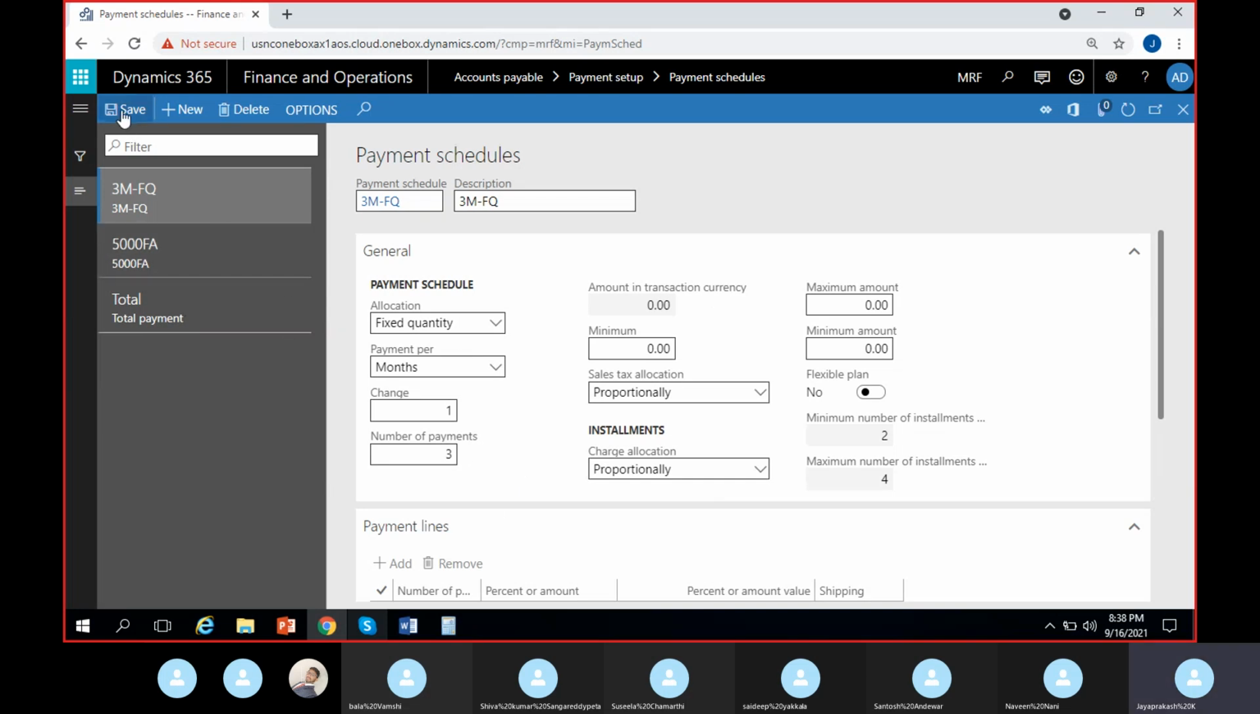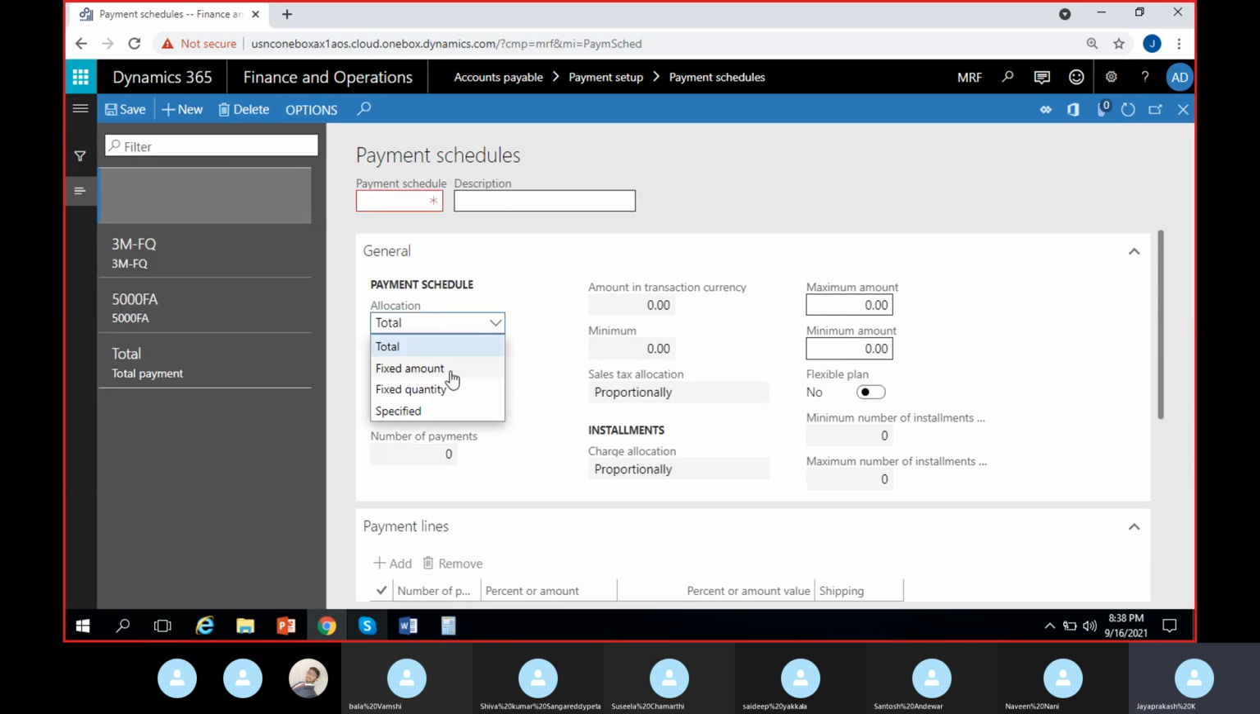Clear, guys? You can use it in any way you want. You can schedule it as per your wish here. These 3 boxes will help you to do so. And how this can be applied, I'll show you again. So other than these 3, we have one more method, which is the specified method. Specified means it's your wish. You can specify it in any way you want.